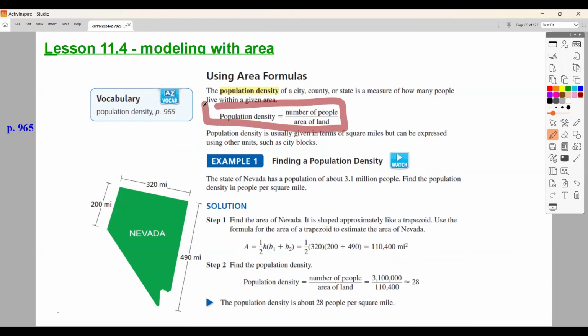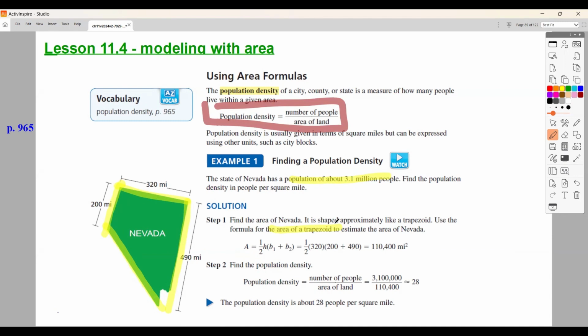Now in this problem, in example 1, we are given the population, 3.1 million people, but we're not given the area. Okay, so this is why it's called modeling. We're trying to model using our area formulas and approximate the area of Nevada with a shape that we already know the area formula for. And if you look at the shape of Nevada, it mostly resembles a trapezoid. So we're going to use the formula for the area of a trapezoid to approximate the population density in the state of Nevada.